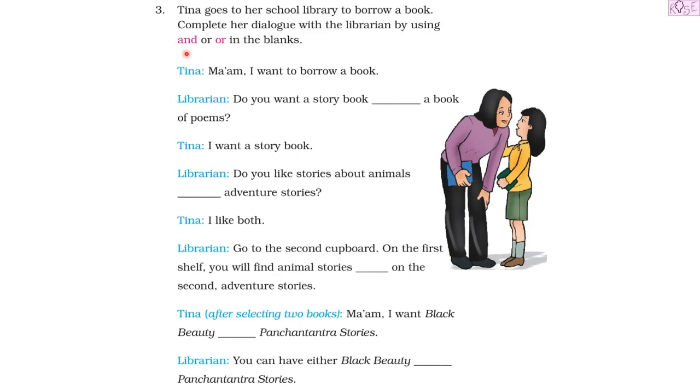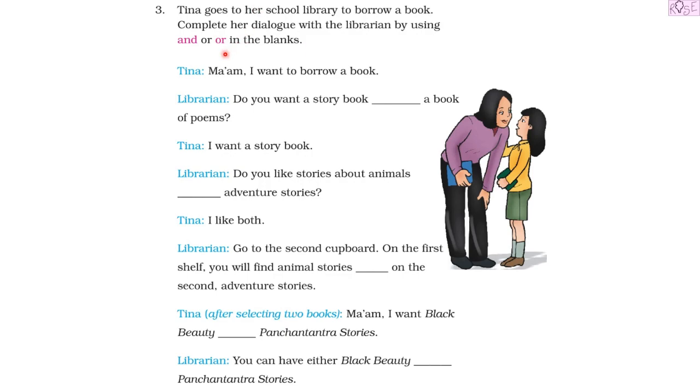And is used when we want to add something to the list. I want to eat ice cream and momos. So I want to eat both the things. I want to eat momos and burger. I am talking about both the things. I am not giving you any option. I am telling you that I want to eat both the things.